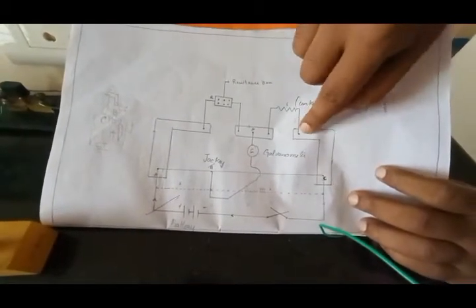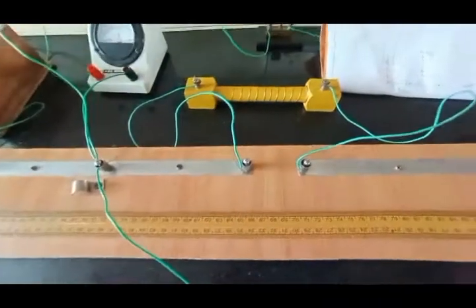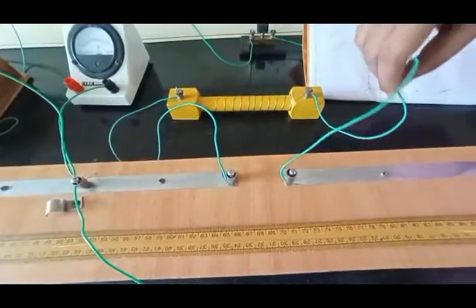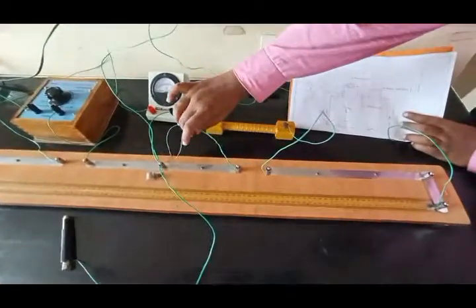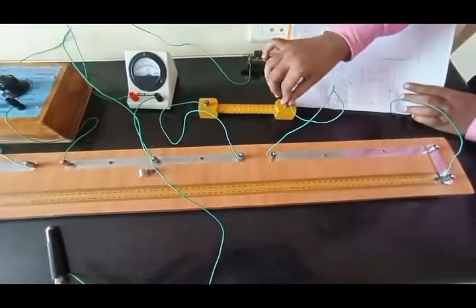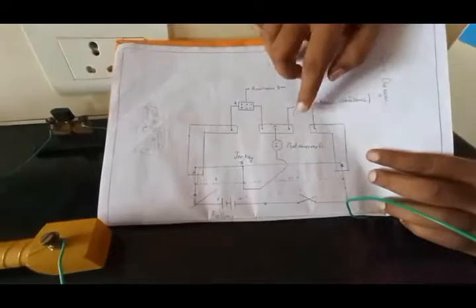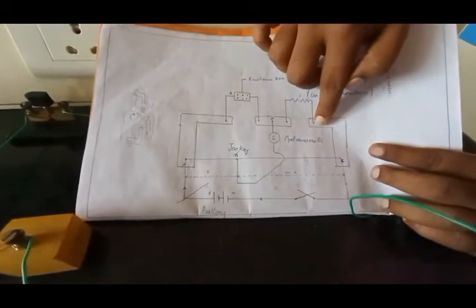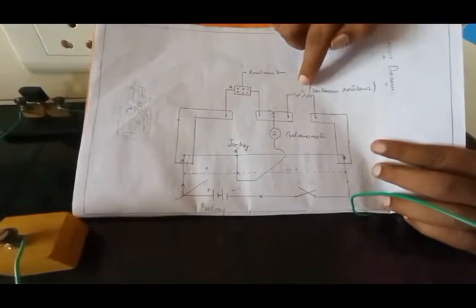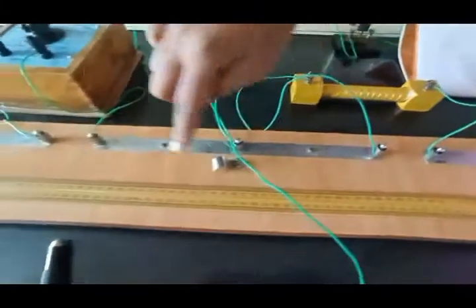Then, in the L-shaped network, at this place we will connect the unknown resistance. At this place too, it will be connected to the unknown resistance. So we connect these two places to the unknown resistance box, which is what we have to measure. Here there is a rectangular connection area.